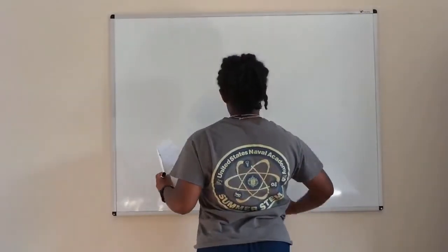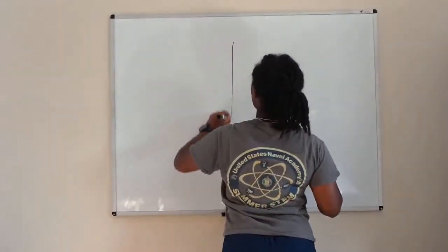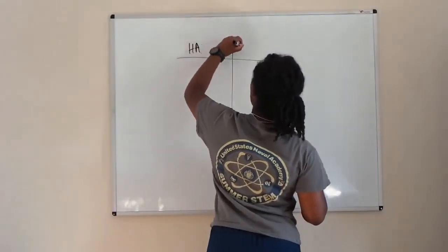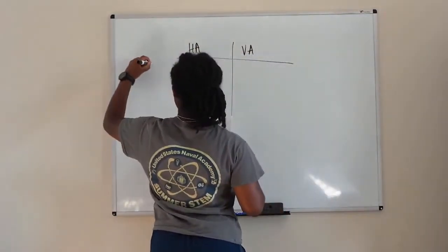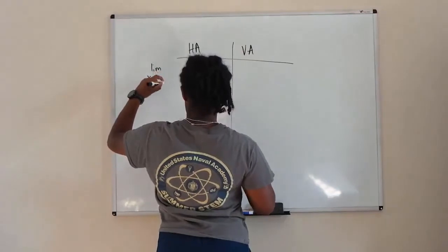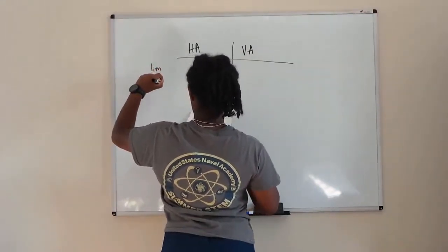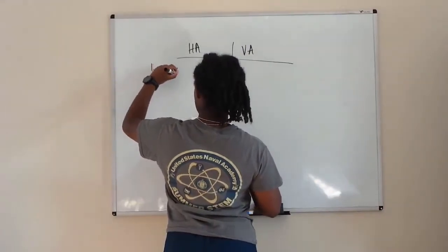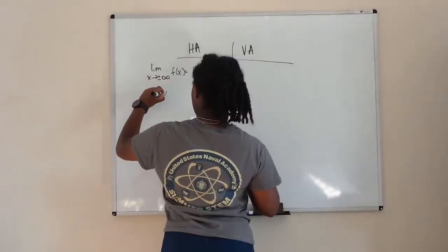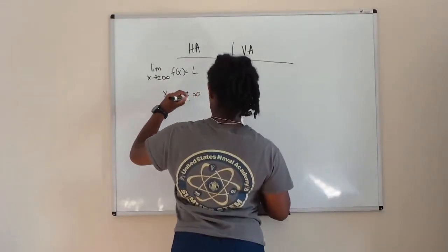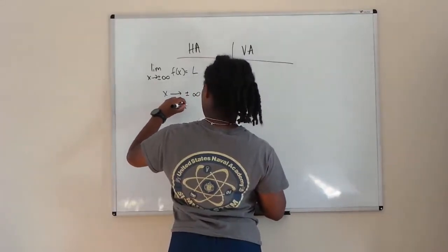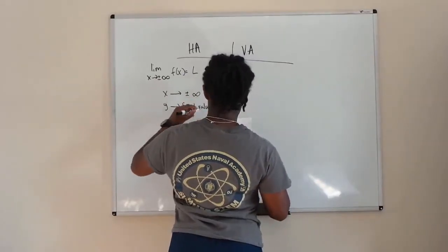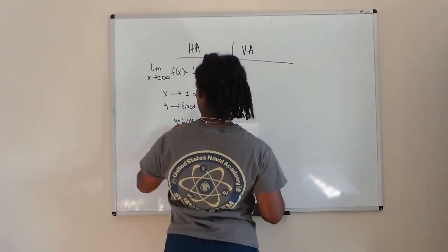Okay, so to wrap up talking about vertical and horizontal asymptotes, I'm going to create a quick chart. I'm going to use HA for horizontal asymptote and VA for vertical asymptote. The limit as x goes to positive or negative infinity of f of x is going to equal L. So x is going to go to positive or negative infinity, and then y goes to some fixed value. So the one to remember for this one is just y is equal to L.